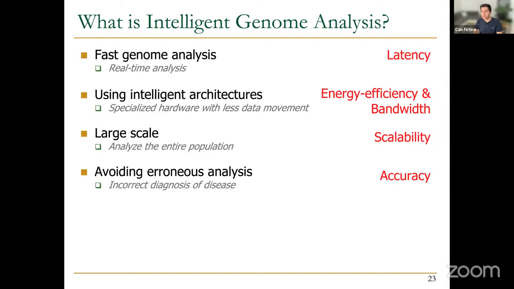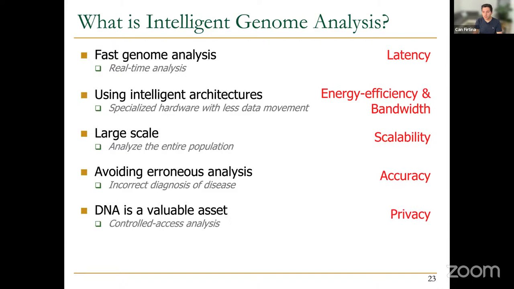Another important aspect of such a genome analysis is we want to avoid erroneous analysis, of course. You really don't want to make incorrect analysis and provide incorrect solutions, because such answers or solutions from your analysis can be extremely dangerous for human health, right? So it is extremely important then to have an accurate diagnosis of, for example, disease. Otherwise, this can even result in loss of life, right? This is very critical. And we also know that DNA is a valuable asset.